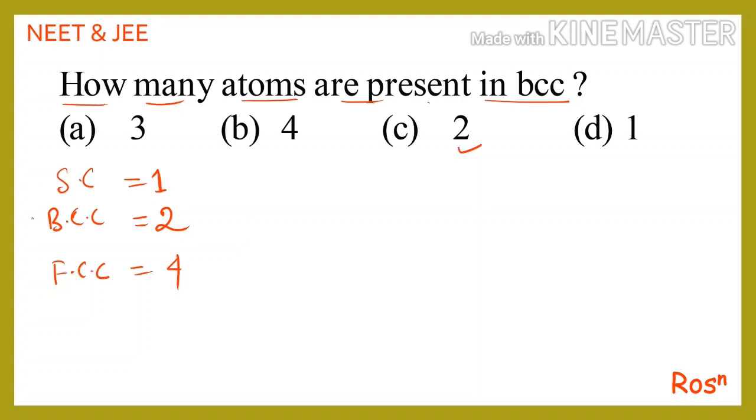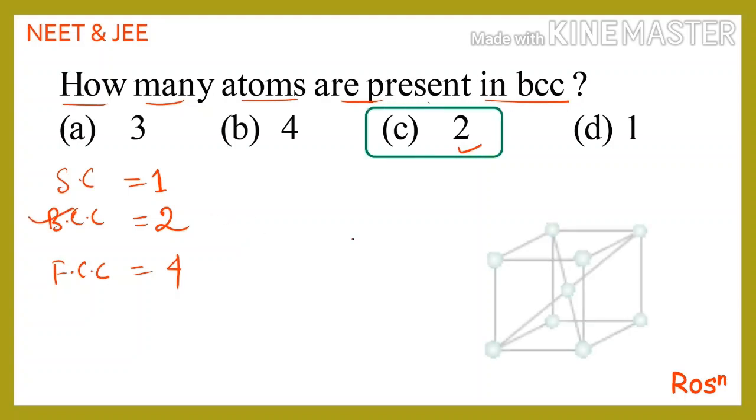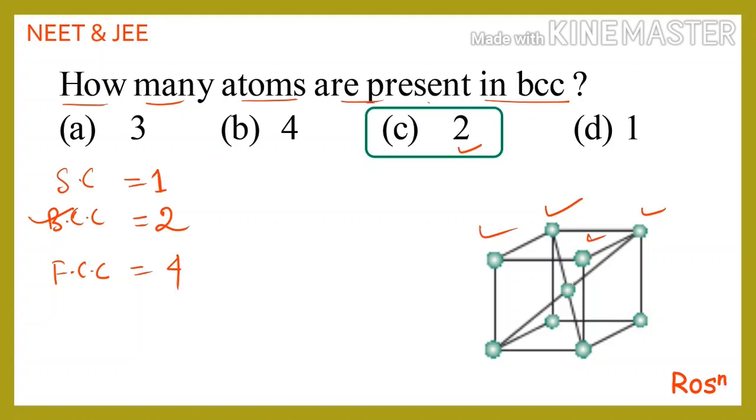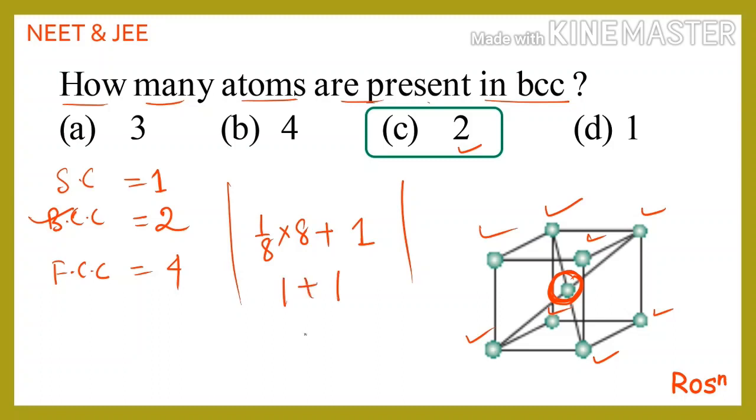How is it 2 for BCC? See, this is the BCC unit cell. Here 8 atoms are present at the corners with a contribution of 1 by 8. So the contribution is 1 by 8 into 8, plus 1 atom at the body center with full contribution, that means 1. So the number of atoms is 1 plus 1, that is equal to 2.